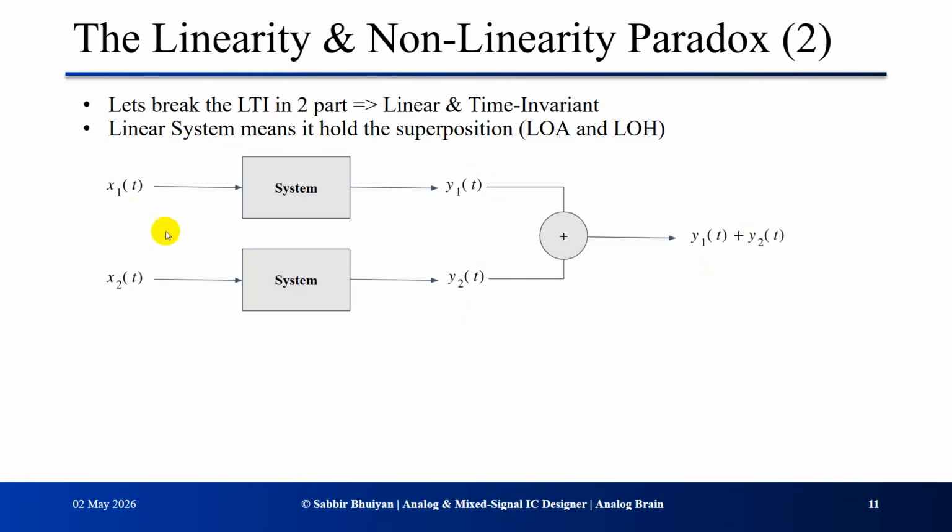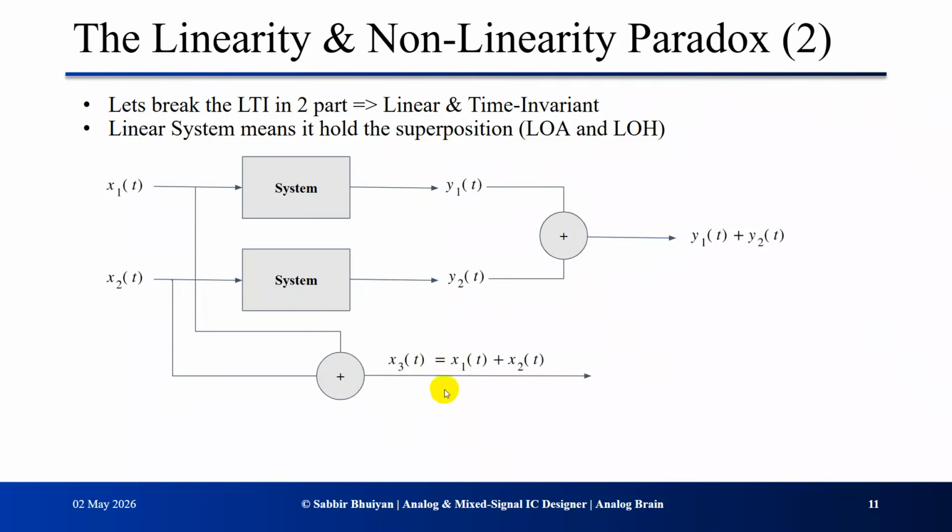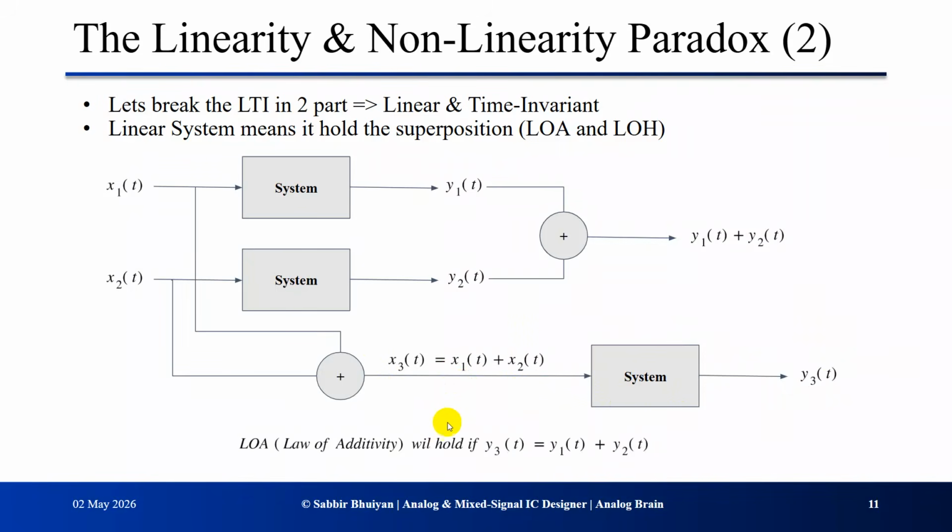Now I will do something different. I will add the inputs first, then take the output from the same system. From x1(t) and x2(t), I add with a summer and get x3(t), which is x1(t) plus x2(t), and I give this to the same system and get an output y3(t). The law of additivity holds if and only if y3(t) is equal to y1(t) plus y2(t). These are shown in the block diagrams on this slide.